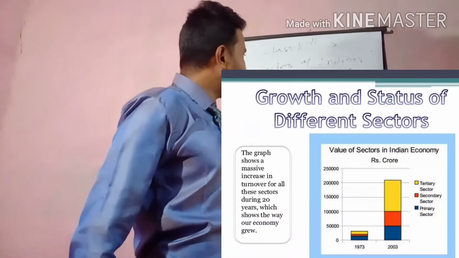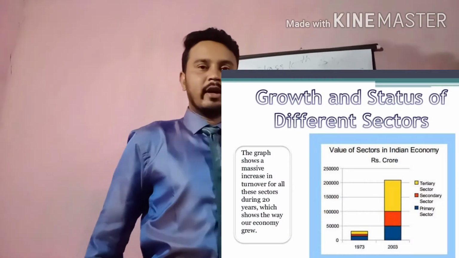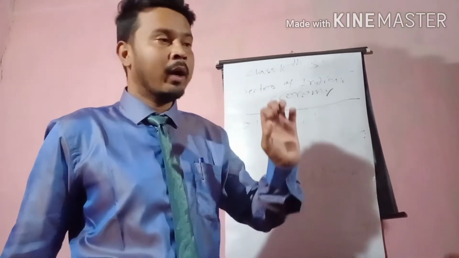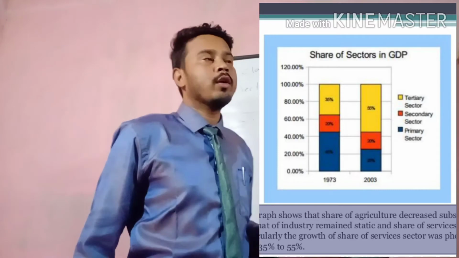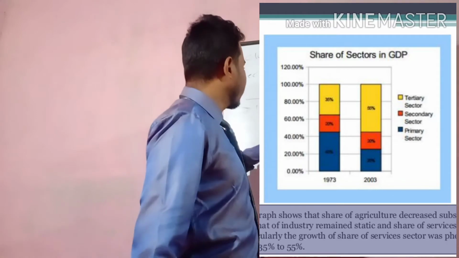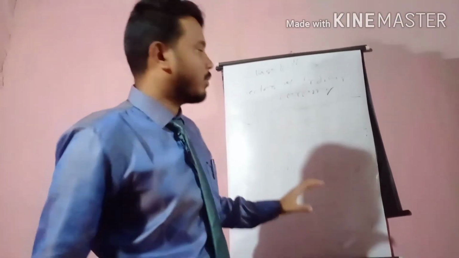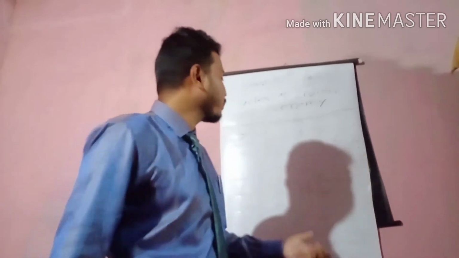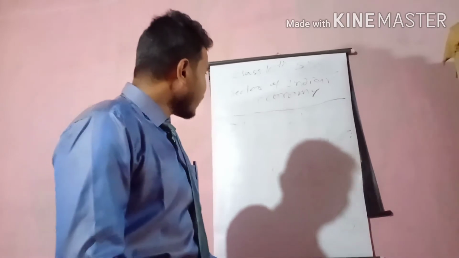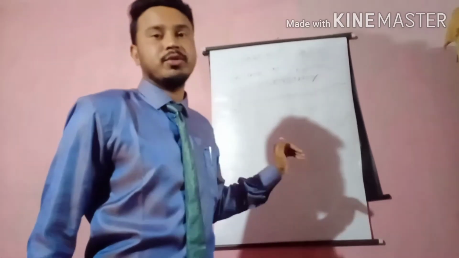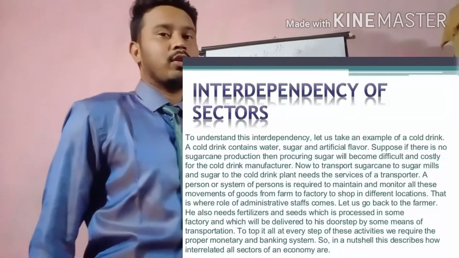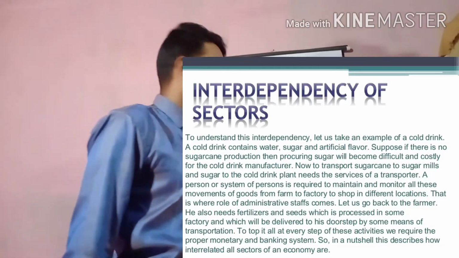Before independence, India was completely based on the primary sector, that is, all Indians depended upon agriculture for their livelihood. But when industrialization started, the industry sector also grew. Due to that, transportation and communication also grew, and then the tertiary sector was created. All the sectors, primary, secondary, and tertiary, depend upon each other. They are interdependent.